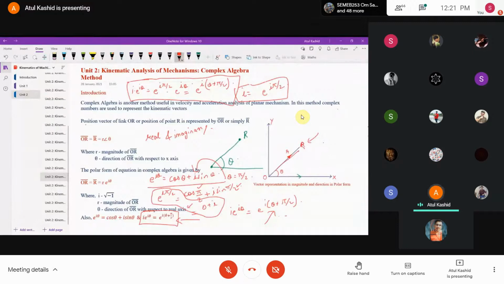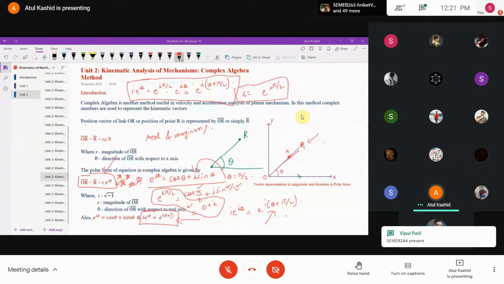So in this slide, it is important to understand this OR bar, which is the position vector, and in complex algebra, this is represented by R e raised to I theta. OR bar equals R bar, that is equal to R e raised to I theta. So this is the important equation that we have to take from this slide, and we are going to make use of this equation in the next concept, right?